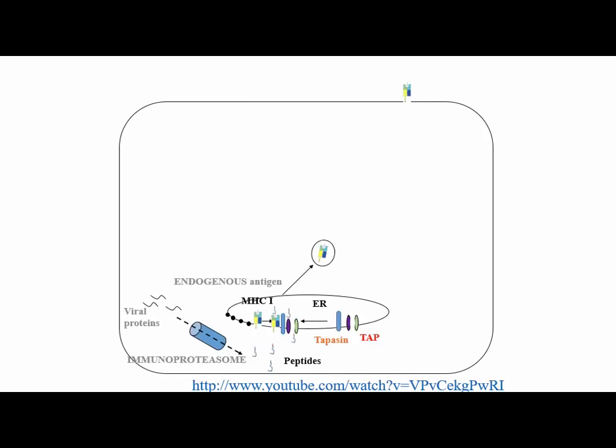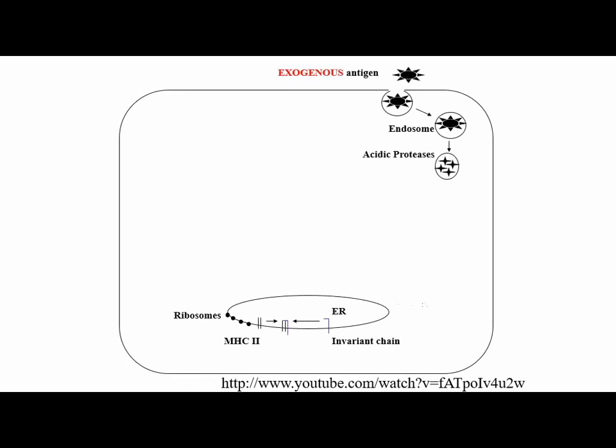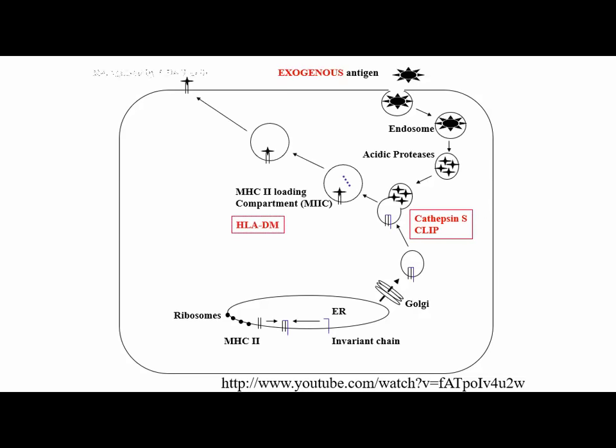But just to highlight that for endogenous antigen presentation, it goes through this process, using the proteasome and subsequently attached to MHC1 and presentation to the surface. Now, for the presentation of exogenous antigen, it's done through the exogenous pathway, and that's this pathway here. It's taken up, and through the use of invariant chain and CLIP and cathepsin S, it's attached to MHC2. That's the basic concept.